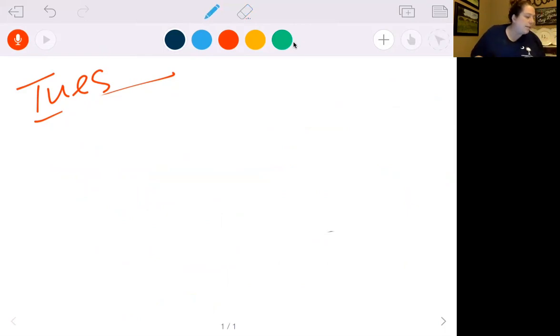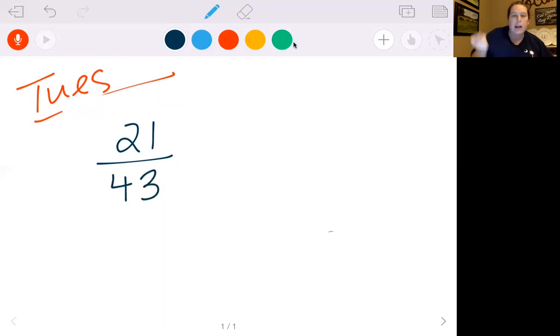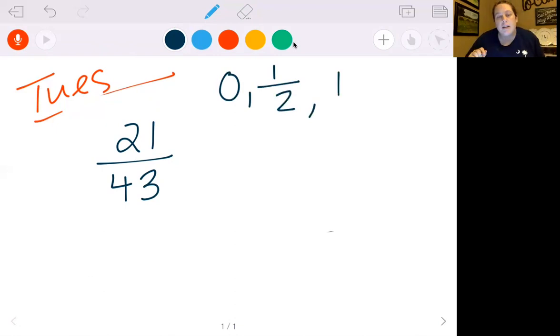So if I gave you something like 21 over 43, and I asked you if it was closer to 0, half, or 1, I'm going to look at 43. Let's round that down to 40. Half of 40 is 20. So 21 is about half of 43, so it's closer to half. So look at what I did again. I said 43 is about 40. 21 is about 20. 20 is half of 40, so 21 over 43 is about half. All we're doing is kind of rounding to where it is.